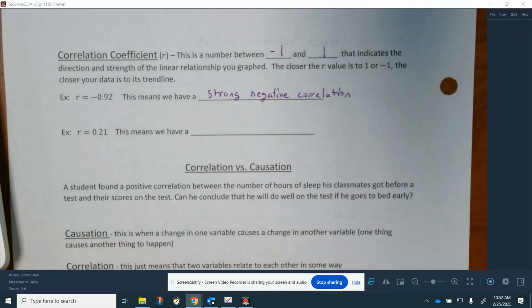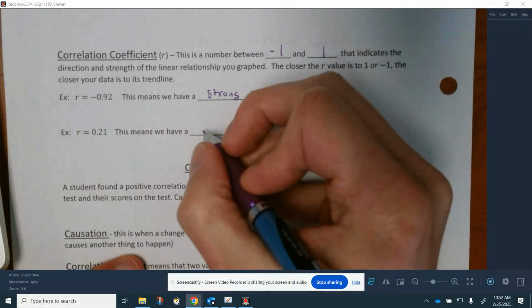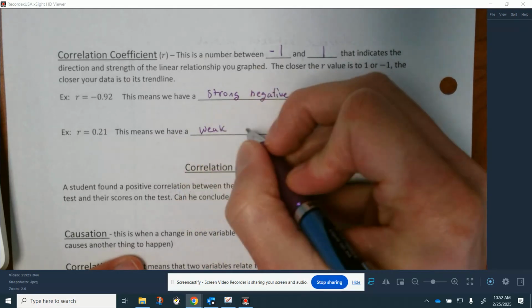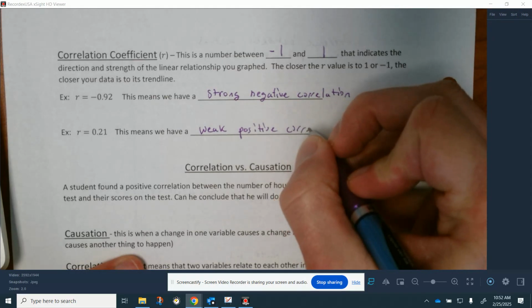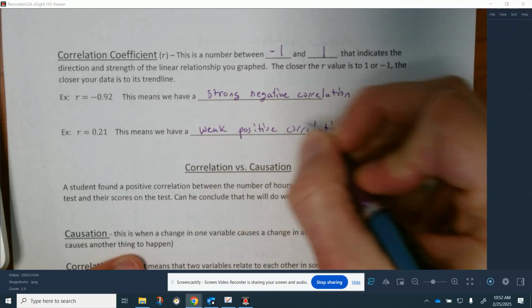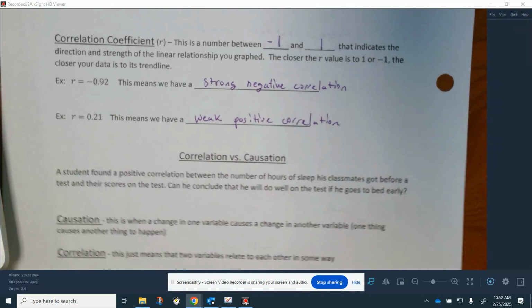The closer it is to 1 or -1, the stronger it is. The closer it is to 0, the weaker it is. So R equals 0.21, that would be a weak positive correlation. Because 0.21 is really close to 0. Okay?